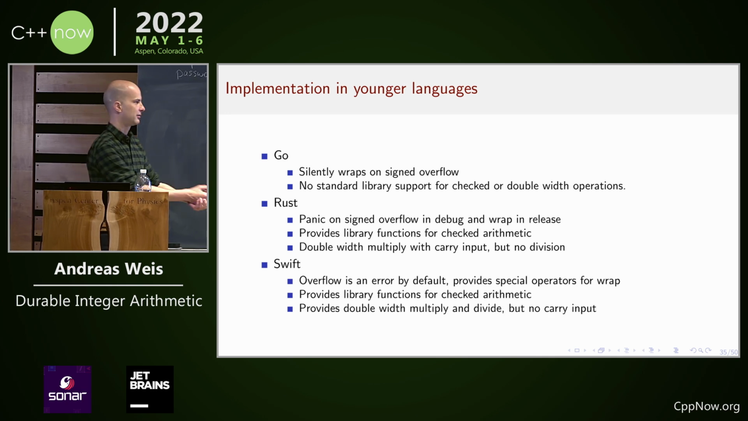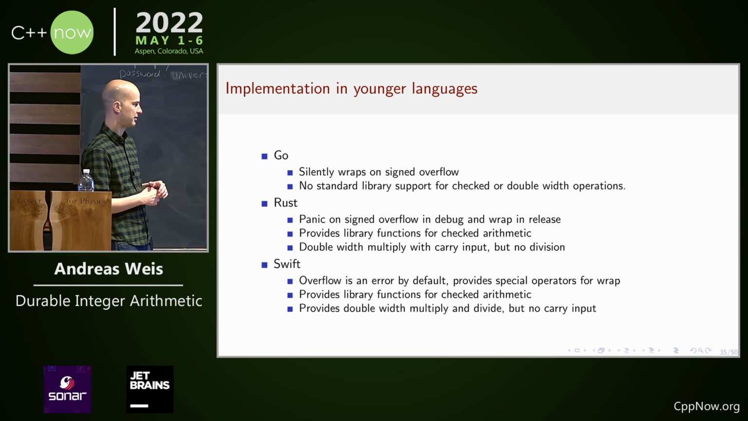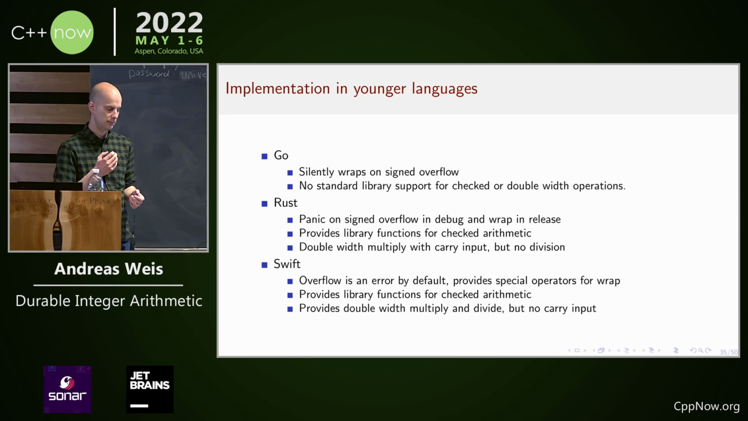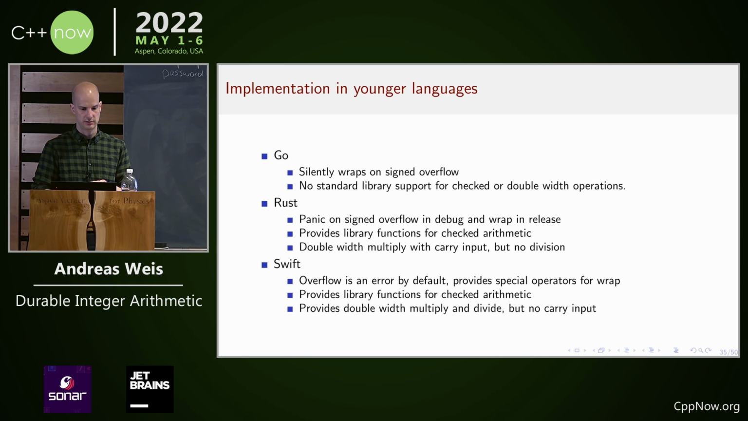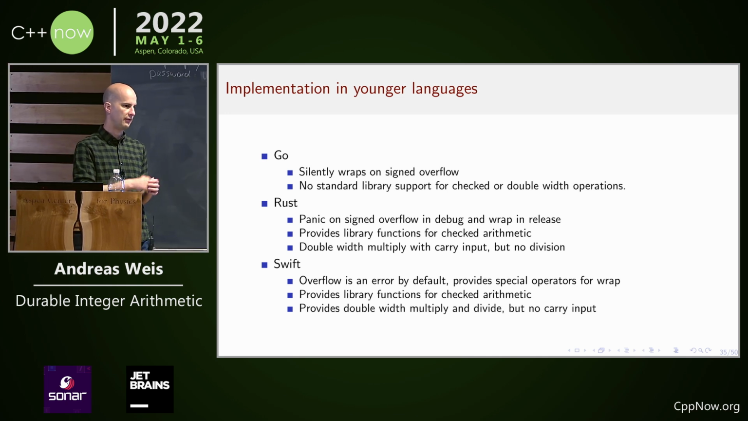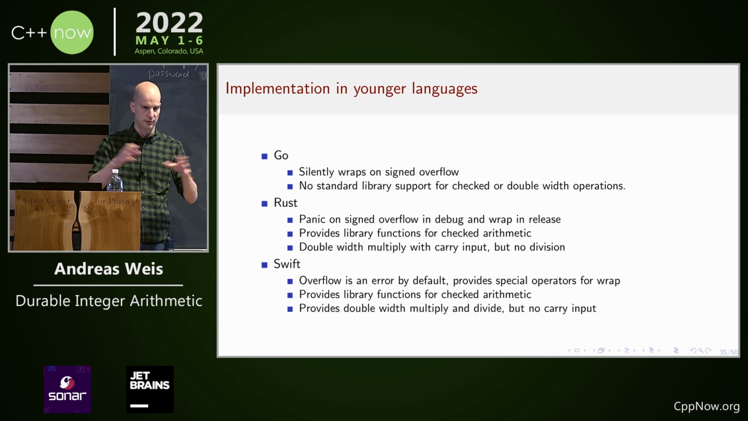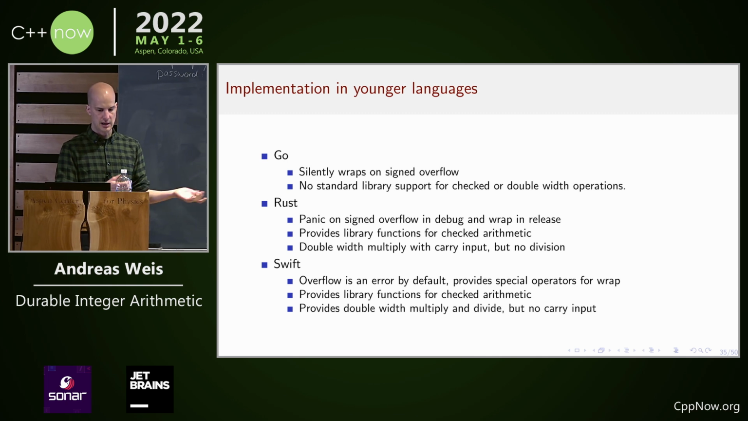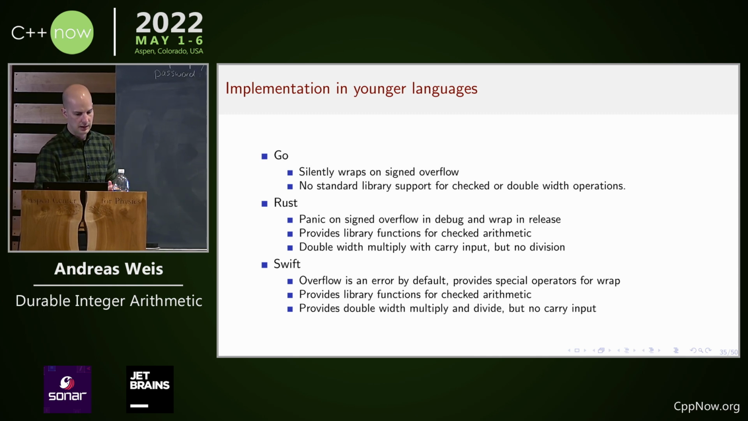Also, Swift mostly does this, right? They have overflow as an error by default, but they provide special operators for wrapping. So you have the plus operator, and then I think it's plus ampersand or something like this, which is the operator that allows overflow. So if you want it, you can get it without too much syntactic overhead. They also have library functions for checked arithmetic.